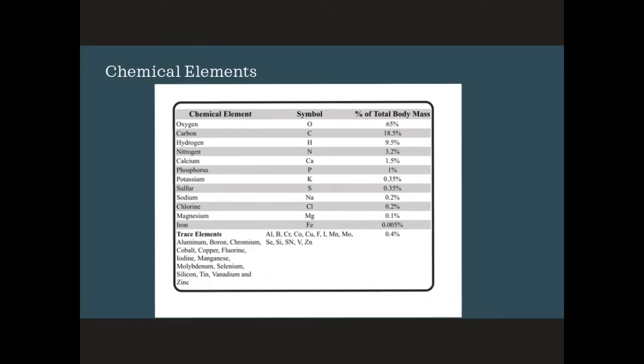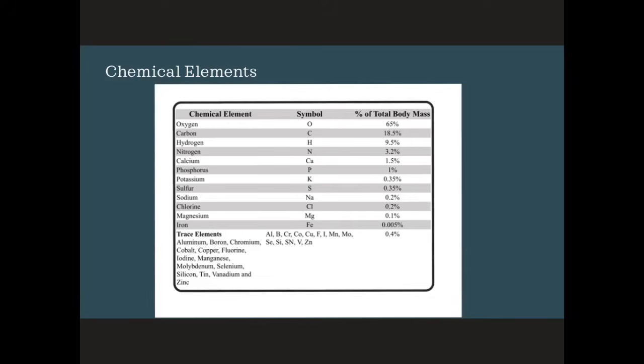What this chart also shows you is the percent of total body mass for each one of these elements. 96% of the body's mass is made from oxygen, carbon, hydrogen, and nitrogen. These four are the major chemical elements found in the body. The lesser chemical elements make up 3.6% of the body's mass, and this includes calcium, phosphorus, potassium, sulfur, sodium, chlorine, magnesium, and iron.